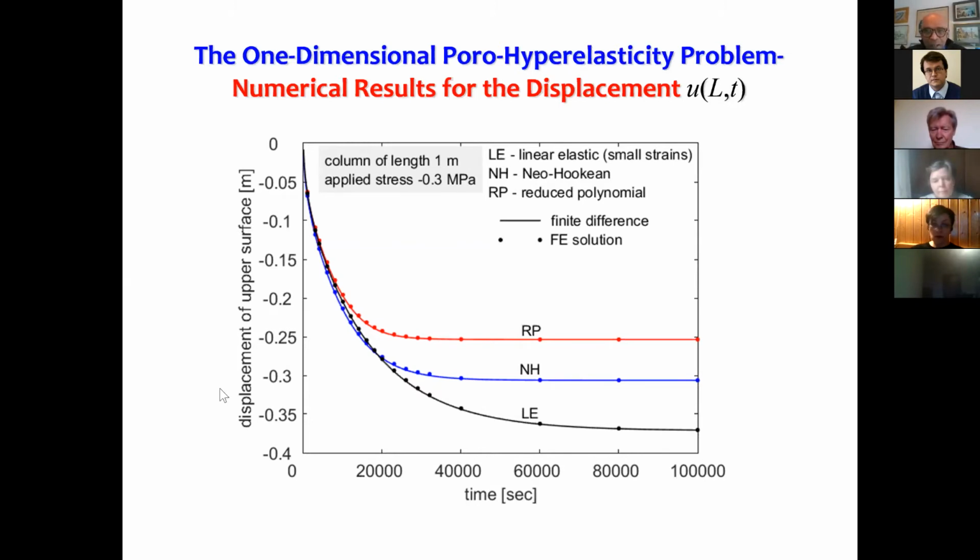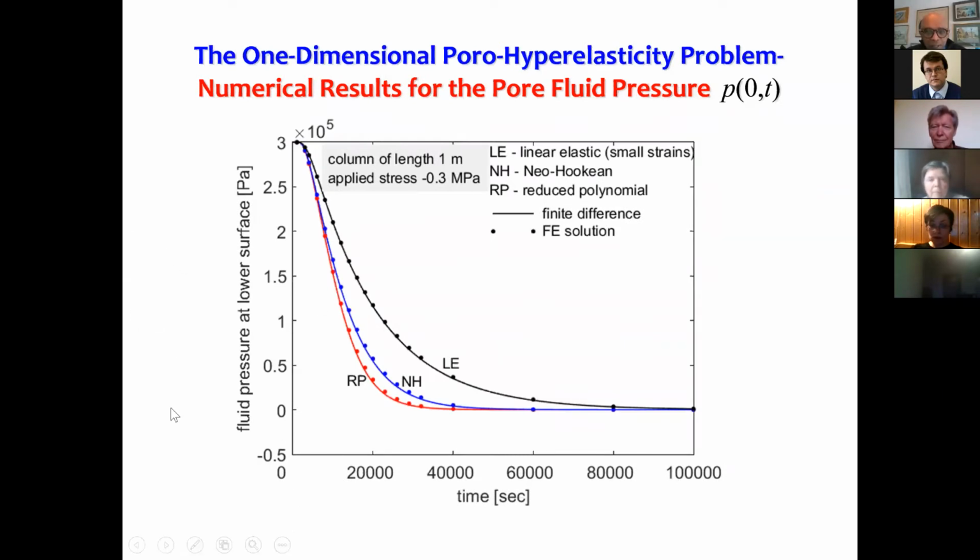So the one-dimensional time-dependent behavior of the fluid pressure, again, you can see that it starts off with exactly what you applied at the top there, and then it diffuses very quickly to zero. The time it takes will change depending on the model that you're using. The reduced polynomial consolidates much faster than the Neo-Hookean one and much faster than the linear elastic one. So again, the finite difference solution is a solid line, finite element are the dots, and they come out pretty close to each other within numerical accuracies.